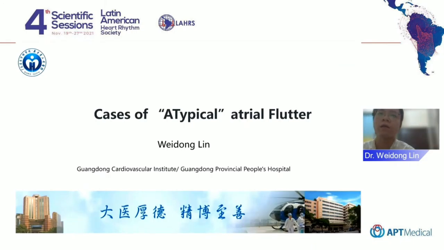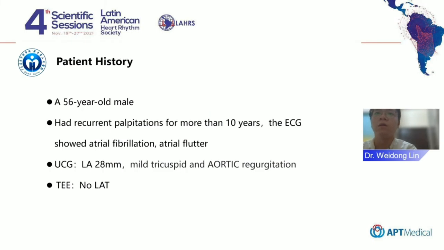Okay, today I'd like to share two cases. In these two cases, we can find some interesting phenomena. Both are atypical atrial flutter. The first one is a 56-year-old man. He had recurrent palpitations for over 10 years. The ECG showed atrial fibrillation and atrial flutter. The ECG and echo found no structural heart disease.